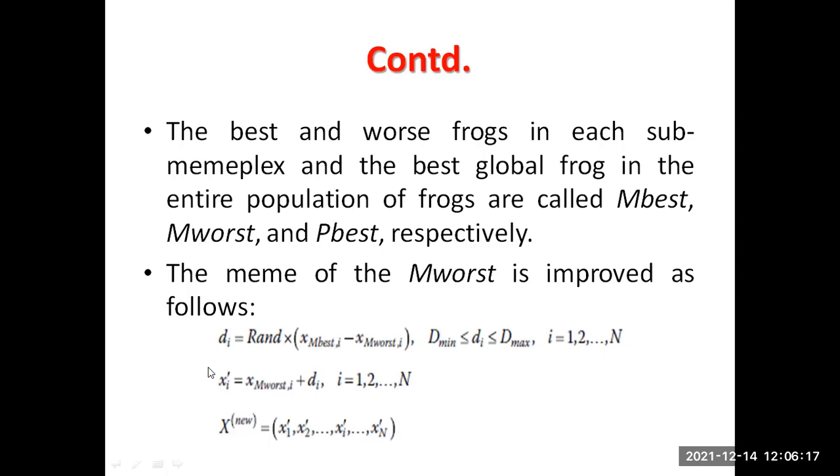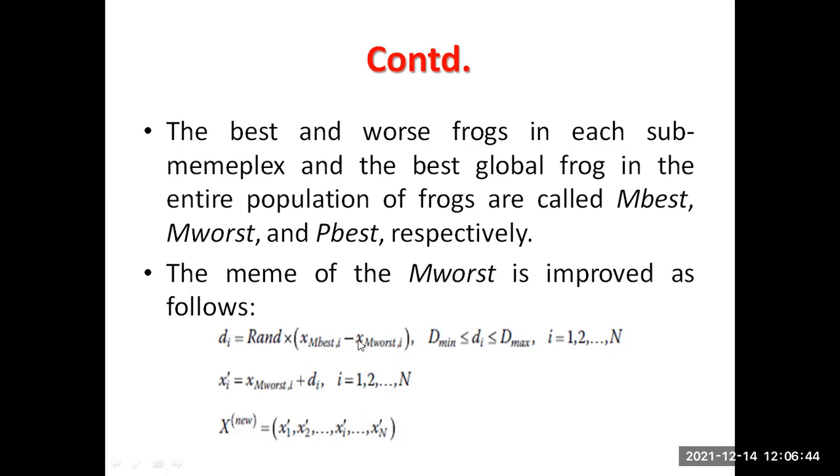You see, this is di, a distance vector. It is equal to rand times (xm best minus xm worst). So the difference between the best one and the worst one, this distance, is multiplied with a random number. Then it is improved. How are we updating? xi dash equals xm worst plus di.